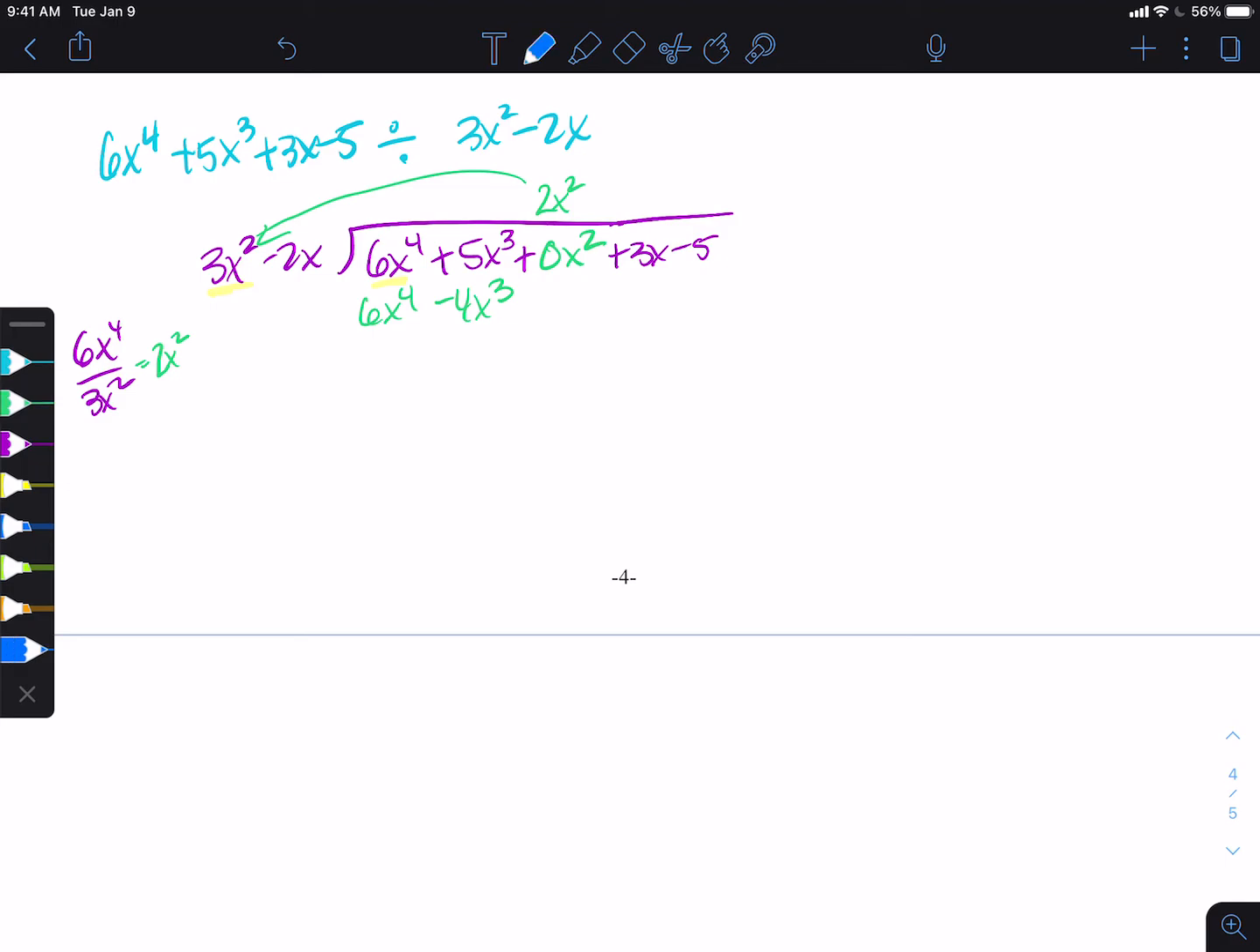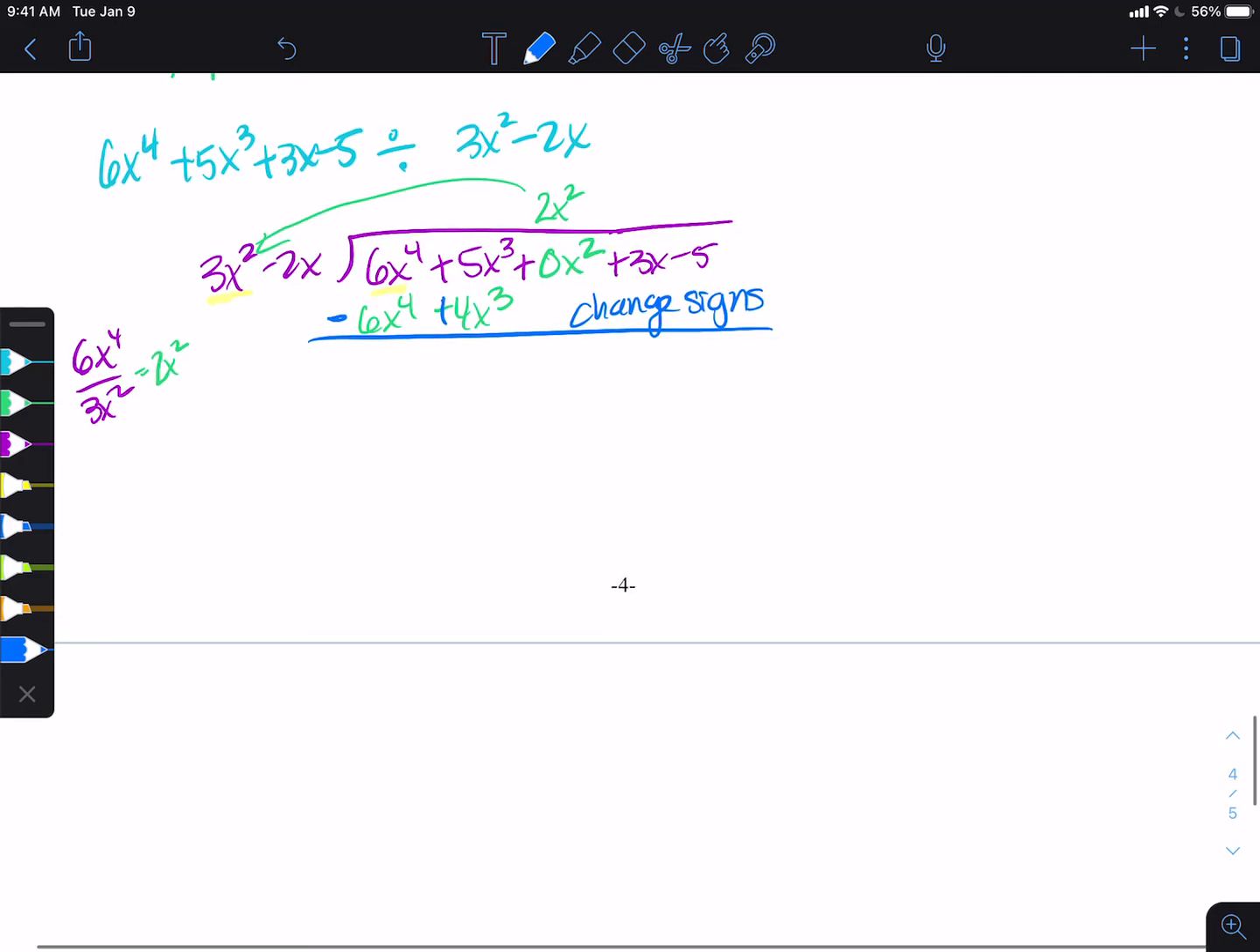And then I'm going to change the signs. Don't forget about changing the signs. It's obviously very important. Then we're going to add straight down. This goes to nothing, as it should. So then I get 5 plus 4 gives us 9x cubed. I'm going to keep the 0x squared plus 3x minus 5. So then I'm going to repeat that same process again.